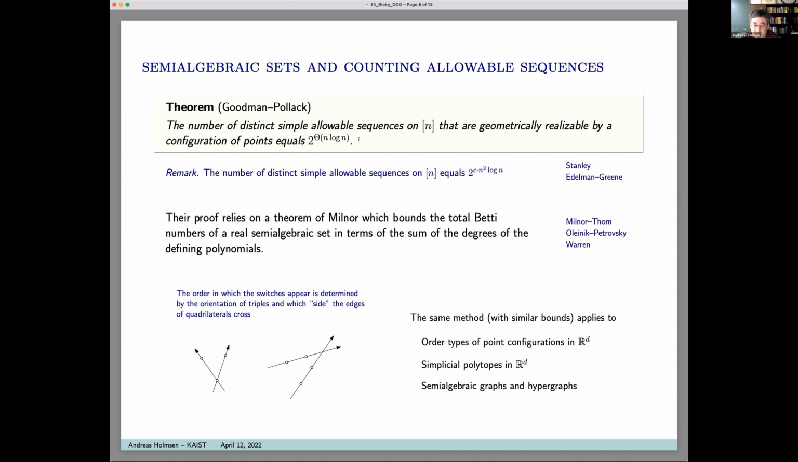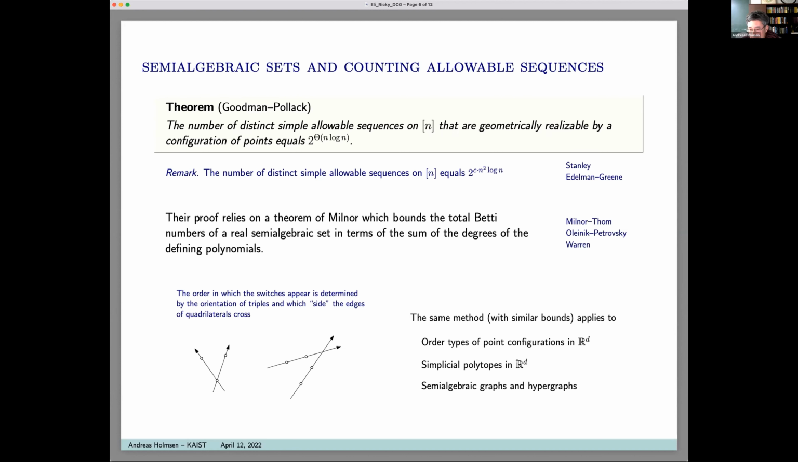This method, I think, has had a lot of applications later in discrete and computational geometry. This is a very fundamental bound, and they used the same method to bound the number of order types, which is a coarser classification of point configurations than allowable sequences, but similar.